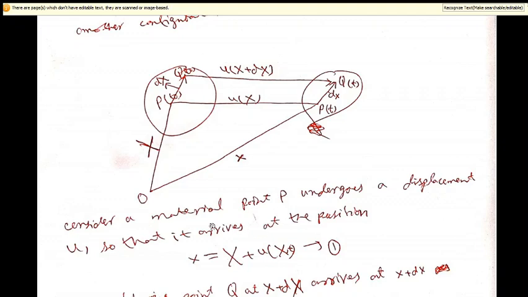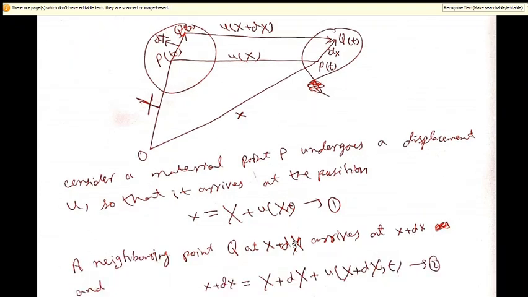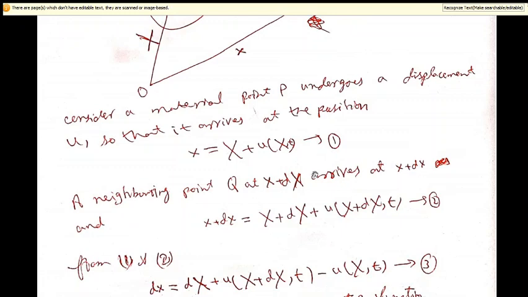So now, after this displacement, this point P will arrive at this position. Its position will be denoted by small x. So we can write this small x as x plus u of x comma t. We will write this as equation number 1.